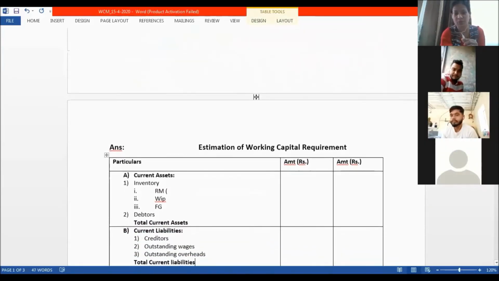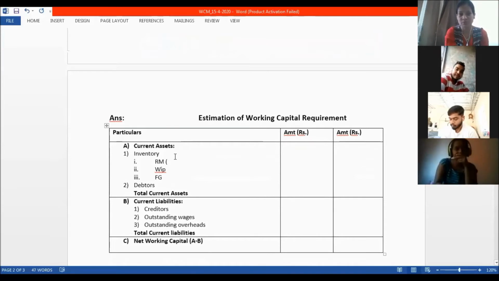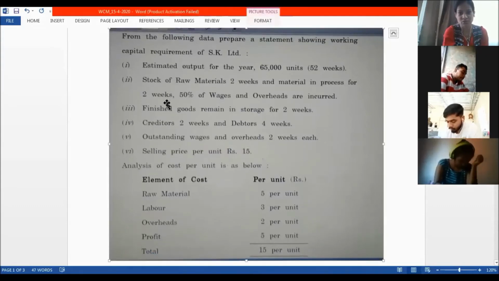Particulars, amount. What you can do, either you can create the entire format and just write the amounts afterwards, or you can create the format like current assets, first inventory, in that raw material you finalize with each component and then you can go to the next one, right? So it is always preferable to create the format first because nothing will be left then, right? So first we'll see current assets. In current assets we'll see inventory, and for inventory we are going to see first the stock of raw material.